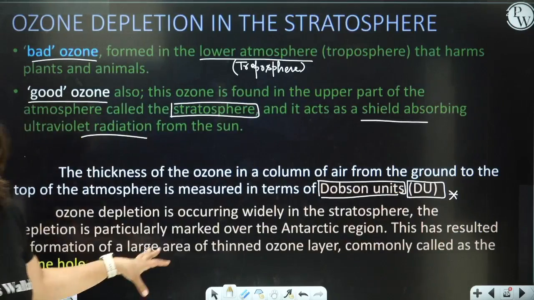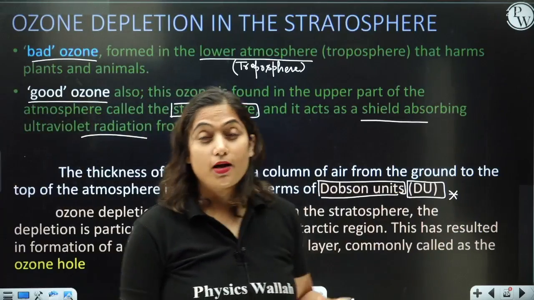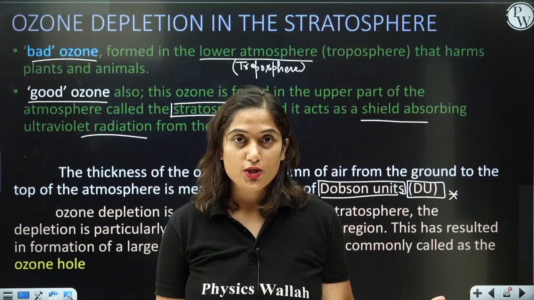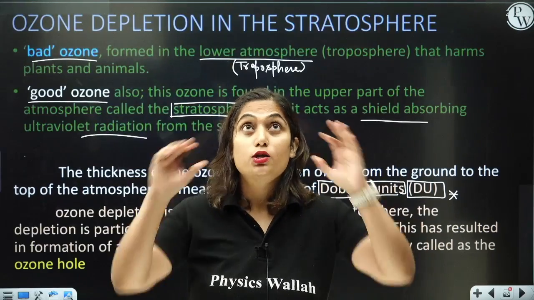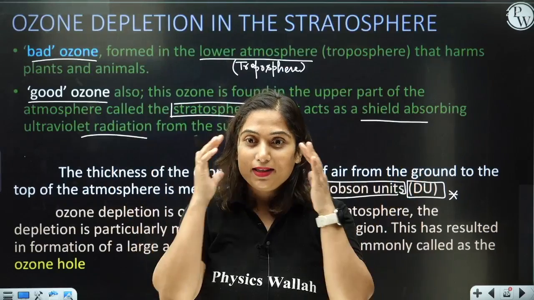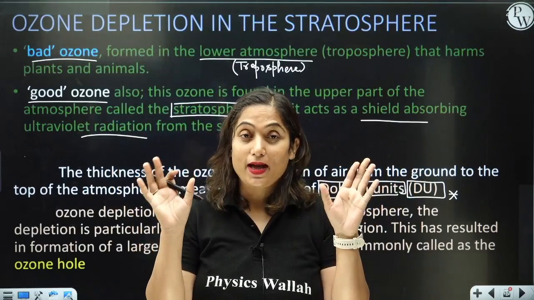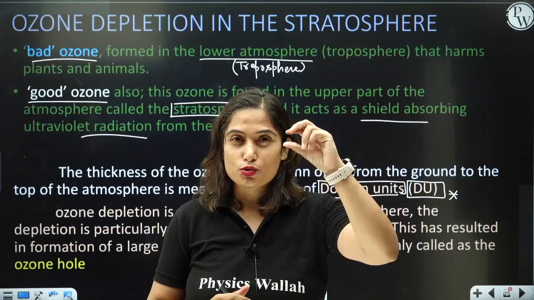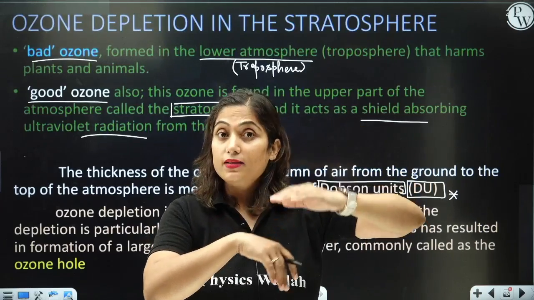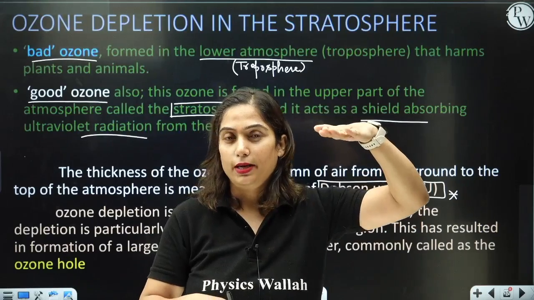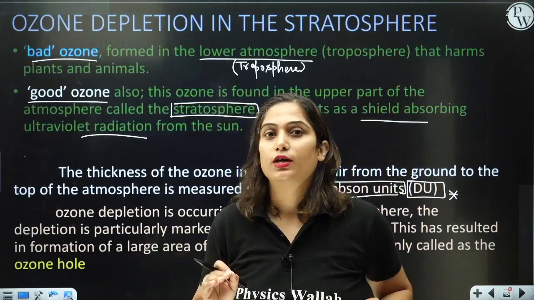Okay. Now you must have heard that there are cases of ozone depletion. That doesn't mean that there is a hole over there. No, there is not such a hole over there. That means the layer of the ozone is getting thinned. Okay, this is called as the thinning of the layer. The hole is the thinning of the layer.